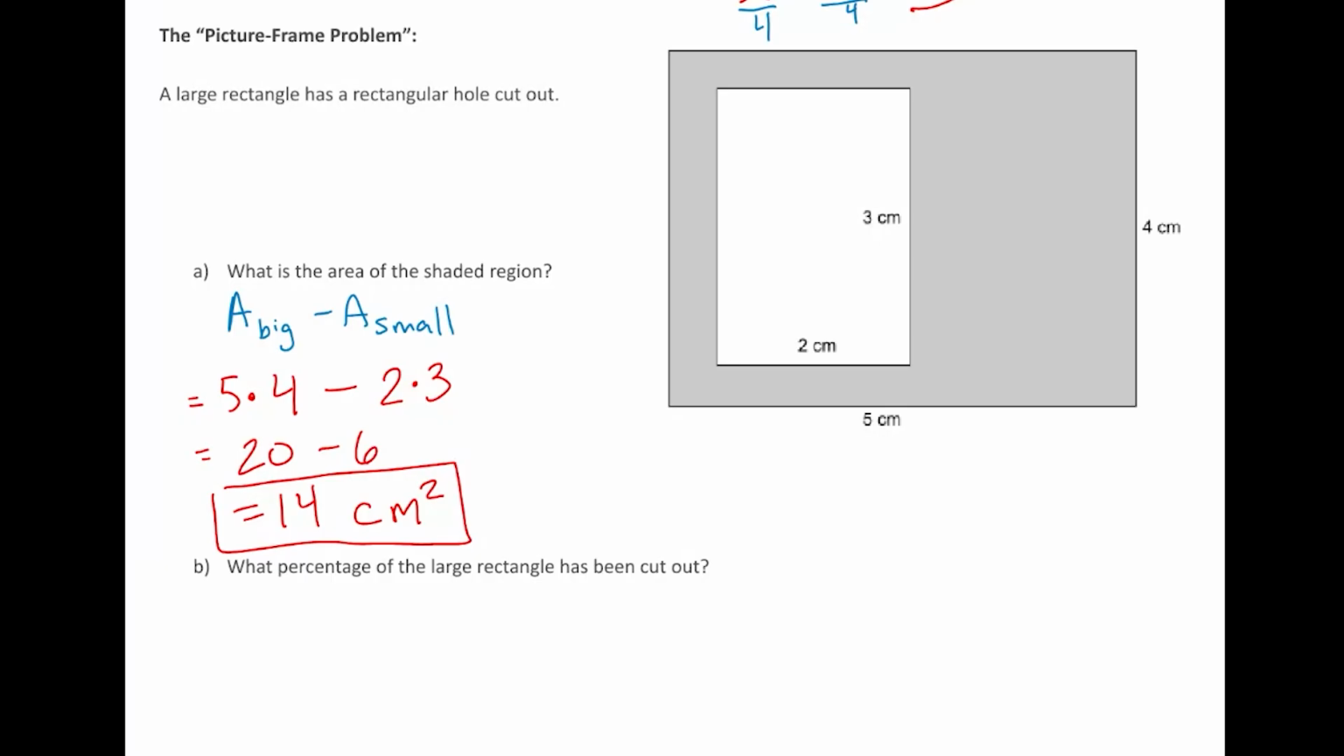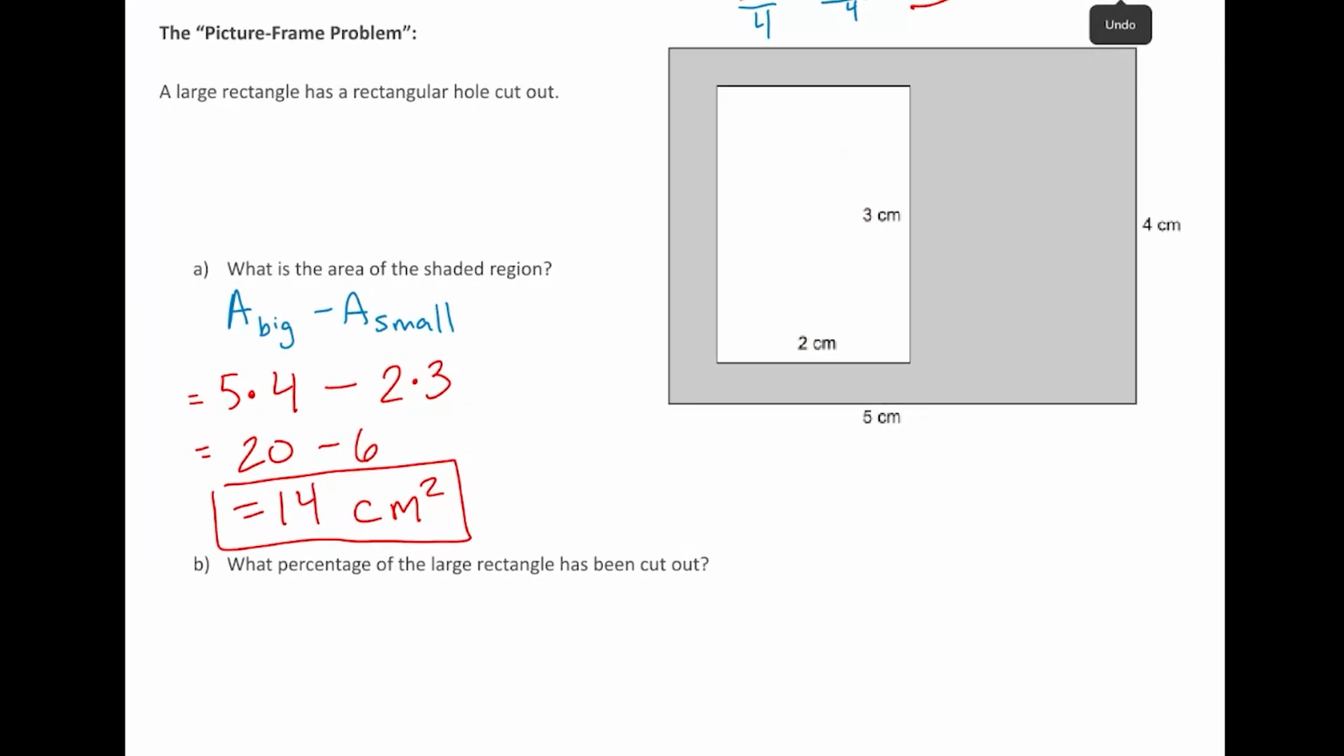Now this next question is a little bit of a throwback to when we, I guess it was Unit 2, when we talked about percents. No, yeah, I think that was Unit 2. It says, what percentage of the large rectangle has been cut out? So to calculate a percentage, you want to find how much of the overall shape you have removed there. So the area that we removed was this area in here, right? 3 by 2, that's 6 square centimeters.